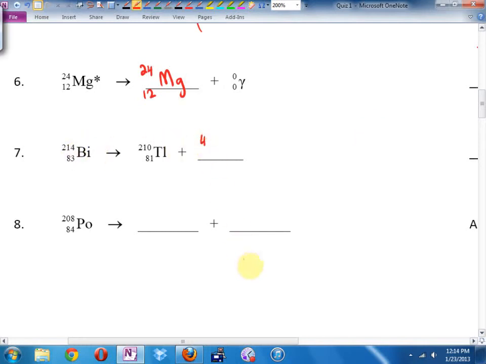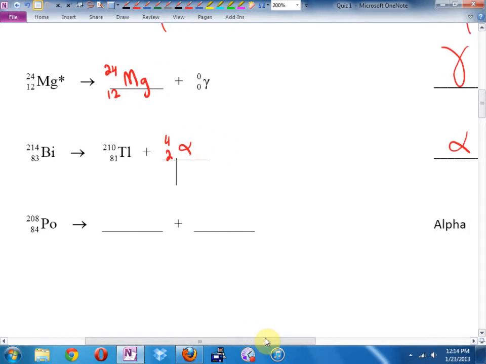Mass of 4, charge of 2. It's an alpha particle. Okay, they told me this was an alpha decay, so I guess I can fill in that. That gets you 1 mark.